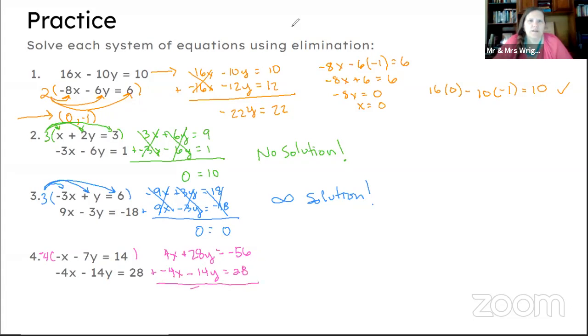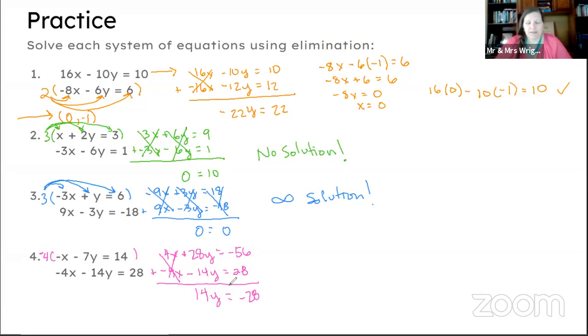All right, so a positive 4x and a negative 4x are going to cancel out. Then I have a positive 28 plus a negative 14 is going to be a positive 14y. The y just got carried down because it is the like variable. And then I have a negative 56 plus 28, and that's going to be a negative 28.